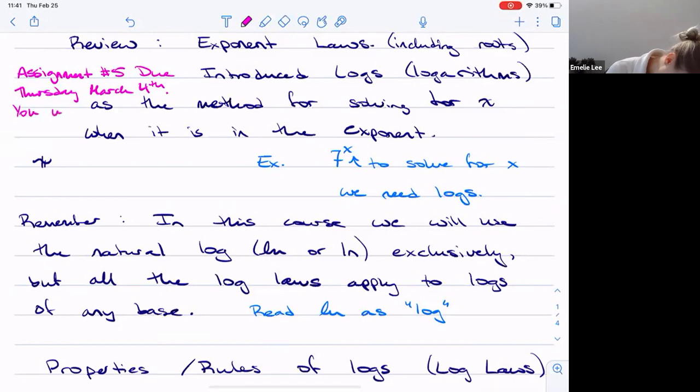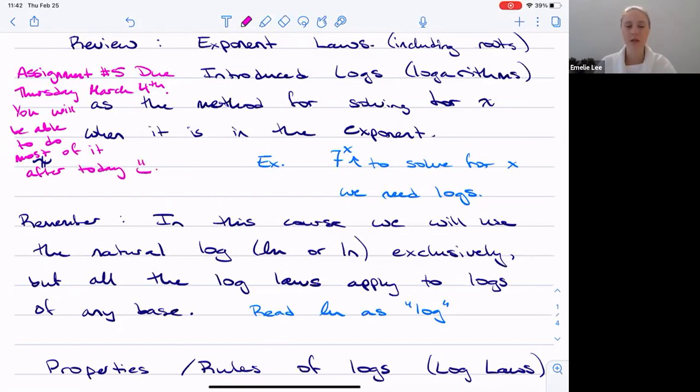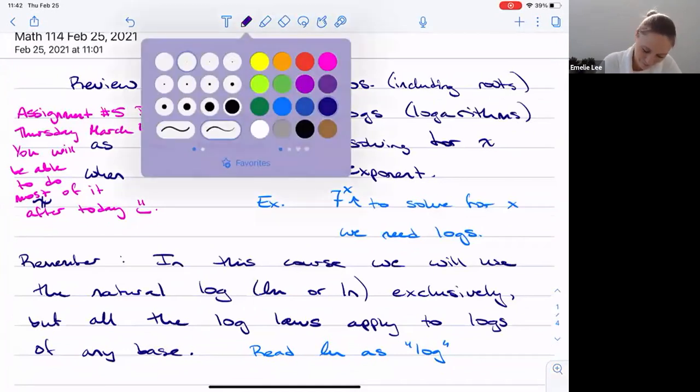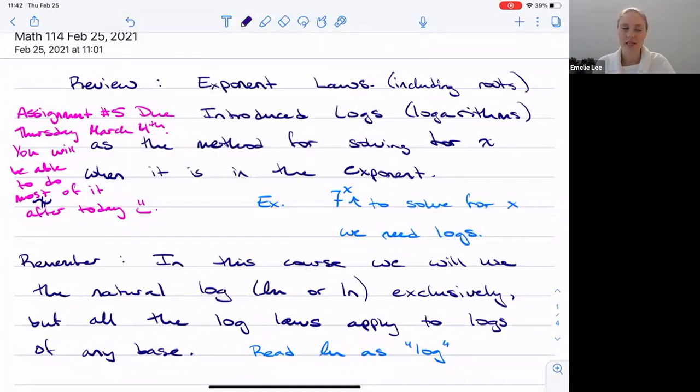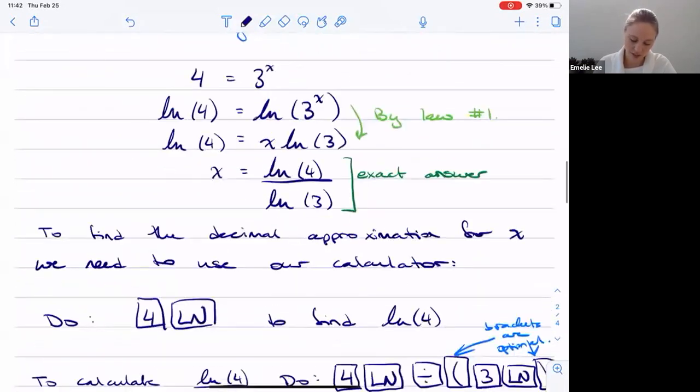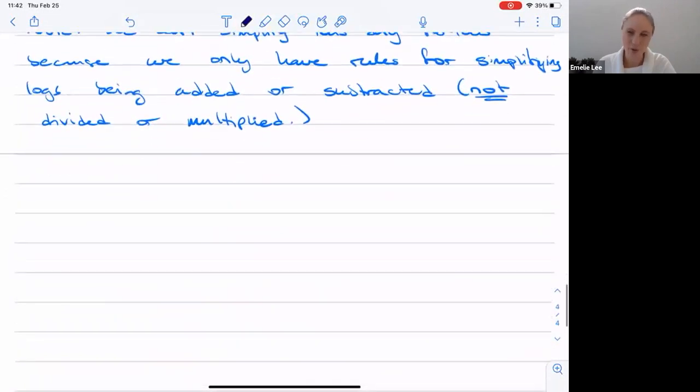You will be able to do most of it after today. Okay. So like I said, sorry, I wanted it at the top of the notes. Should have remembered earlier. So we'll see how far we get today, but you'll be able to do most of it after today.